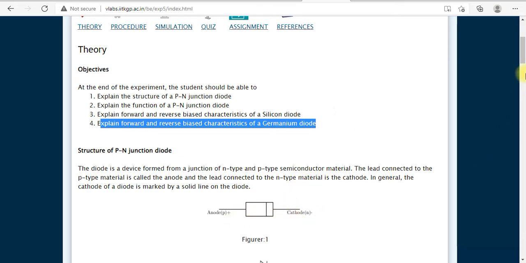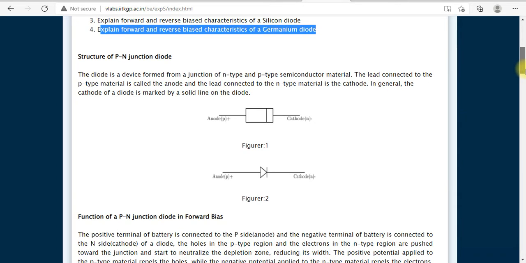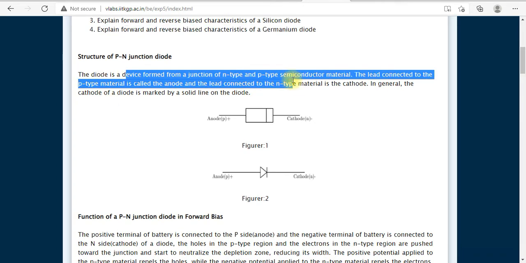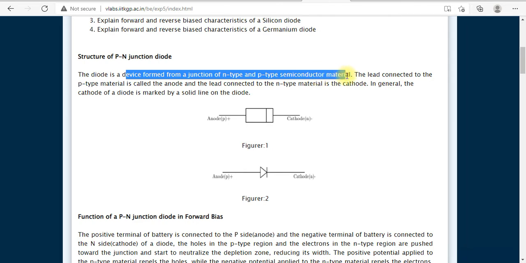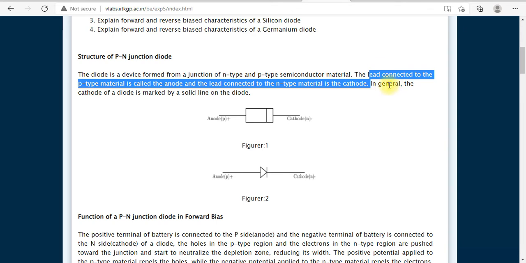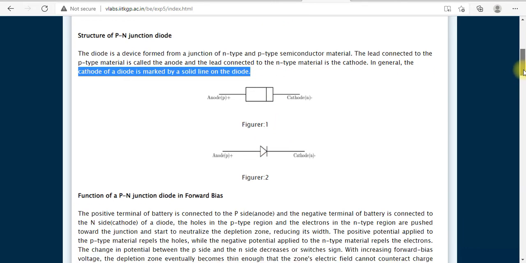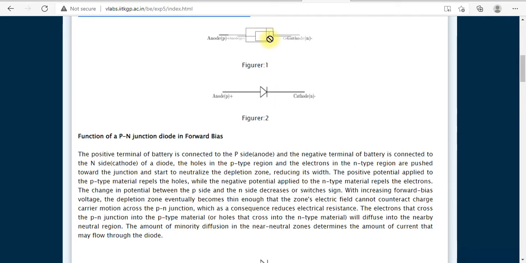This is the plus-minus characteristic structure of the PN junction diode. A diode is a device formed with a junction of N-type and P-type semiconductor material. The lead connected to the P-type material is called the anode, and the lead connected to the N-type material is called the cathode. In general, the cathode of a diode is marked by a solid line. This is the cathode, and this is the anode. We can represent it like this.